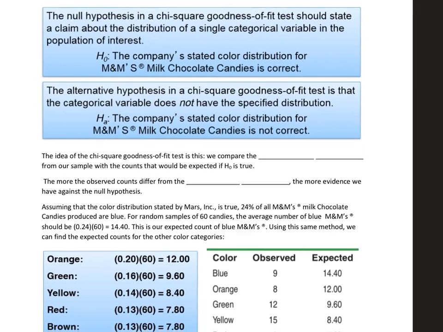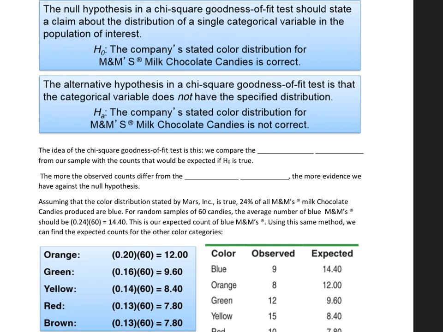The idea of a chi-squared goodness of fit test is this. We compare the observed counts from our sample with the counts that would be expected if the null is true. The more the observed counts differ from the expected counts, the more evidence we have against the null hypothesis.